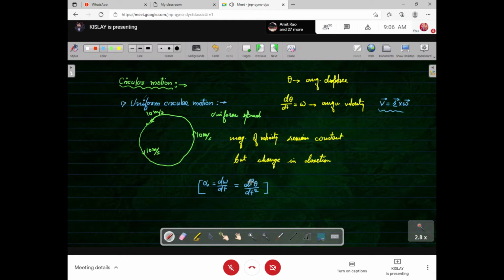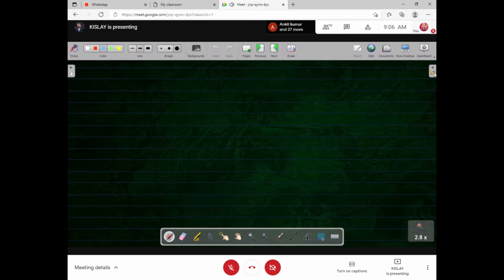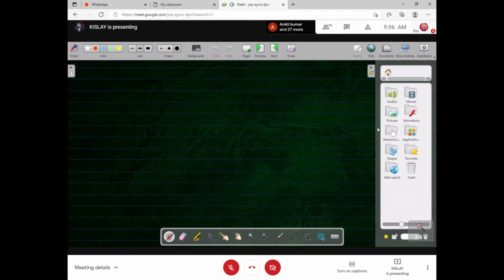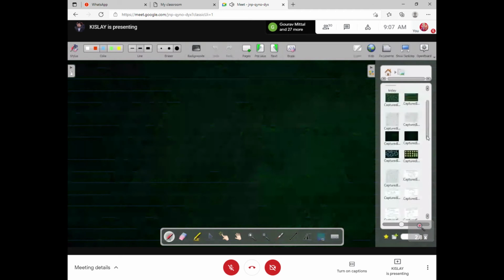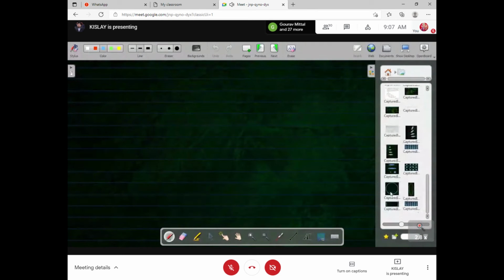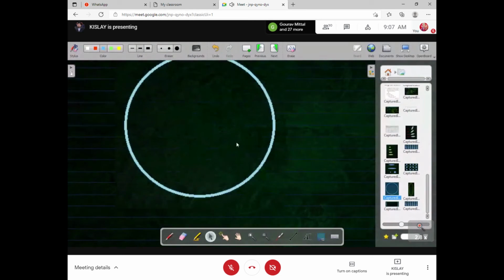Okay. Now today's topic is not this. Today we are going to discuss the acceleration in circular motion. Uniform circular motion means the magnitude of speed is constant. Let's see what is happening in the circular motion. I'm just taking a circle. It is a circle.